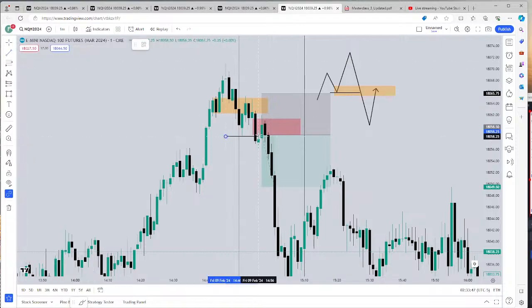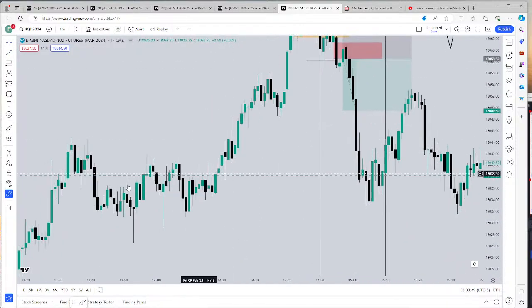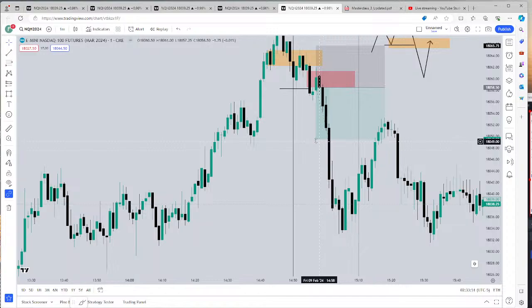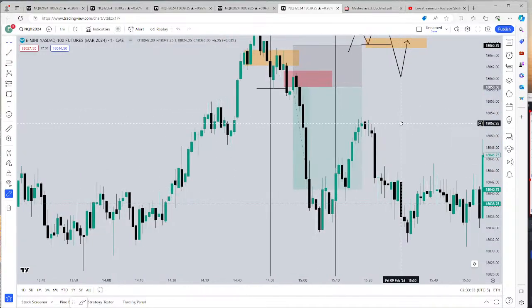There's a market structure shift right here, and you target this accumulation. That's what you do. It'd be pretty quick for a 1 to 2 as well, but that's kind of what I'd say. Yeah, cool. So we've got a few things here.